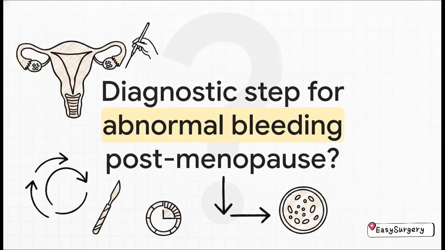All right, let's wrap this up by testing your integration of these facts with a quick clinical vignette. Based on everything we just covered, if a 62-year-old postmenopausal woman walks into your clinic with new-onset abnormal vaginal bleeding, what single diagnostic procedure must you perform immediately to rule out the most common gynecologic malignancy? The answer? An endometrial biopsy. This simple, rapid office procedure is your absolute frontline defense.